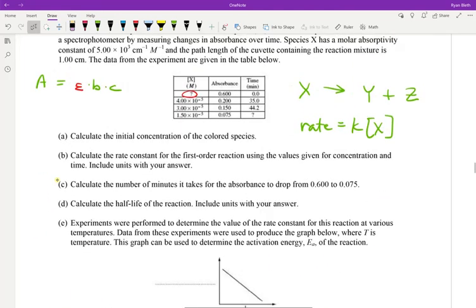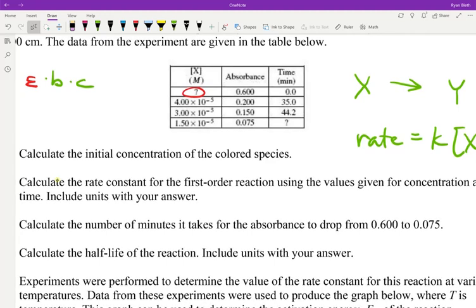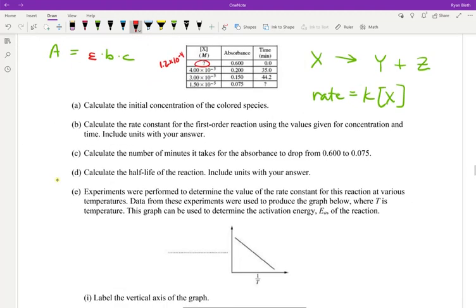I can't quite write small enough to fit that in the box here, but it is good to consider, does it make sense? The concentration has been dropping with time in this data table, and the absorbance is dropping with time as the species is being converted to a colorless species. The absorbance would drop. So the answer we came up with, 1.2 times 10 to the negative 4, makes sense in light of the other values in the table. It should start out at the highest concentration, and then gradually it's used up with time. So that does make sense in light of the other information that was given to us.